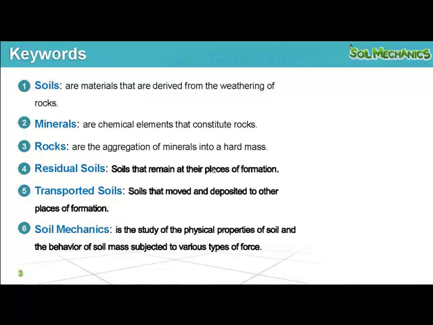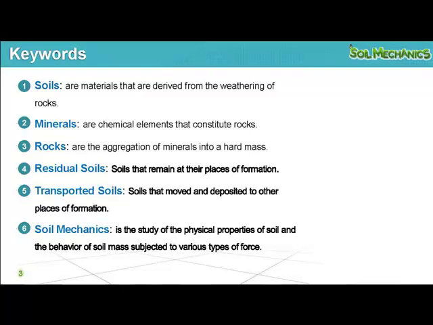Another keyword is residual soil. Soil that remains at the place of formation we call residual soil. For example, when the rock weathers and becomes small elements, we can say soil particles.